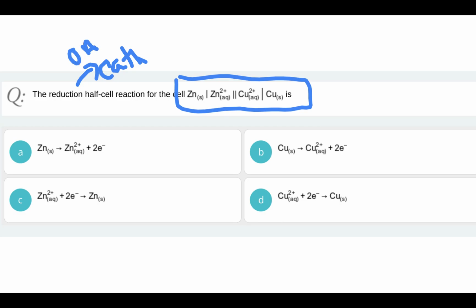So you would go through this and see that you have zinc as an RA, zinc 2 positive would be an OA, copper 2 positive would be an OA, and copper solid would be an RA. Then you would take a look at your data booklet, and you would see that copper 2 positive is your strongest OA, and that reduction half reaction would show copper gaining those electrons and making copper solid.